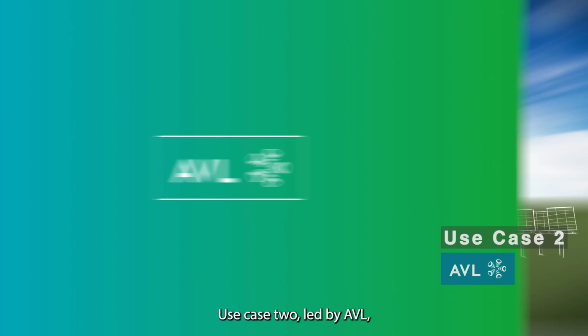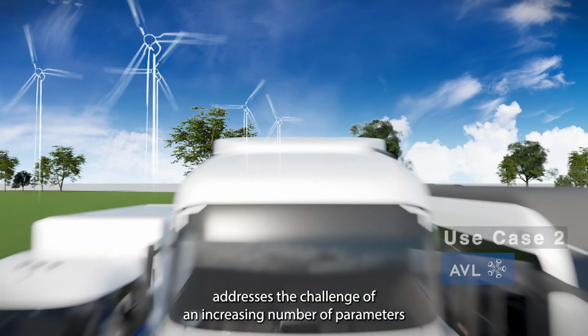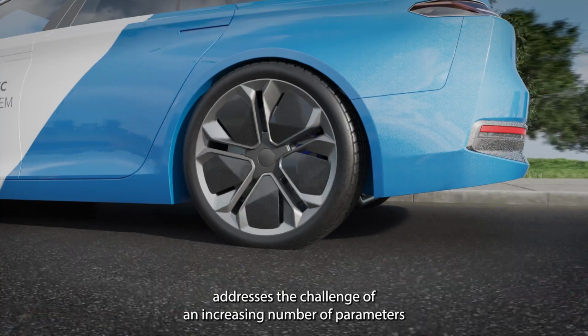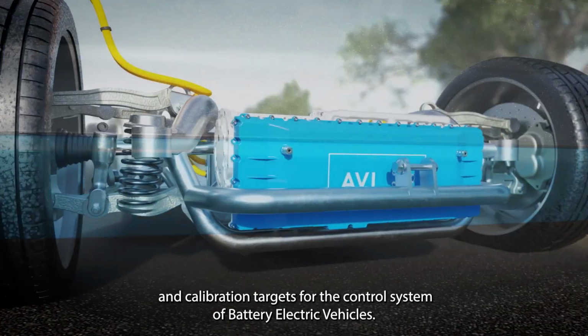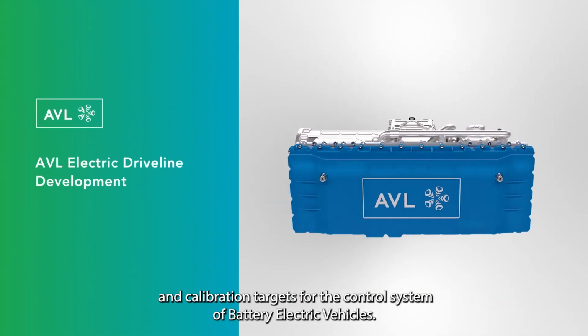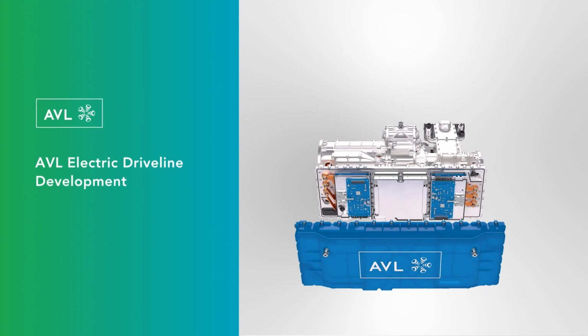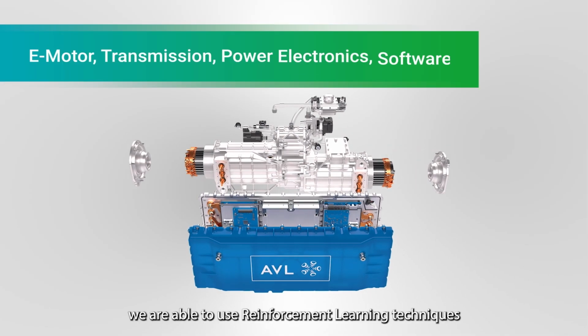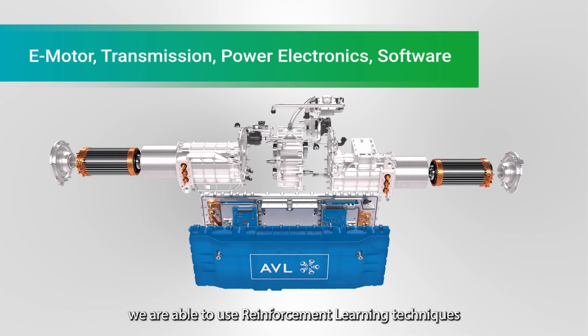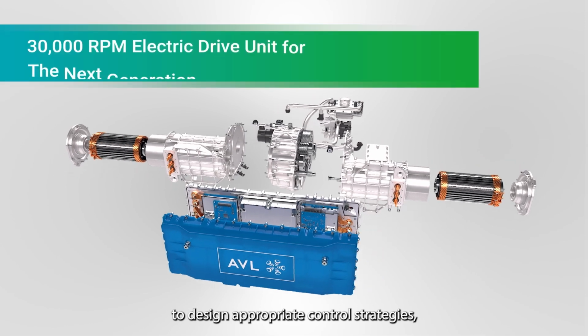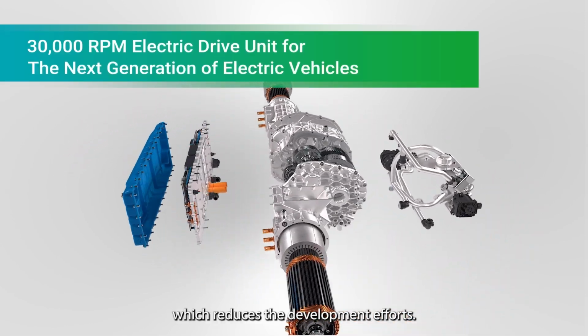Use case 2, led by AVL, addresses the challenge of an increasing number of parameters and calibration targets for the control system of battery electric vehicles. With Fractal, we are able to use reinforcement learning techniques to design appropriate control strategies, which reduces the development efforts.